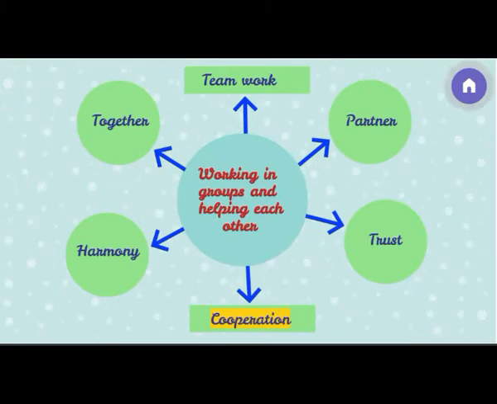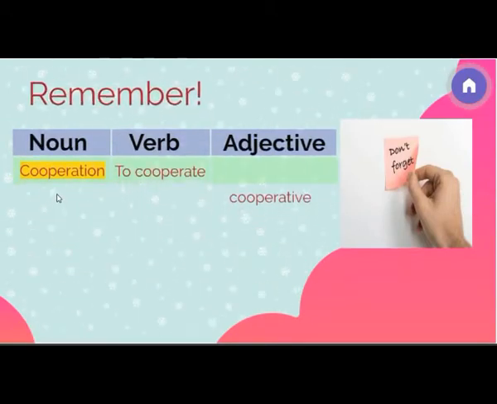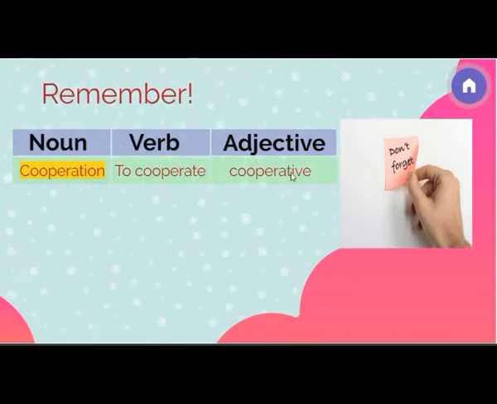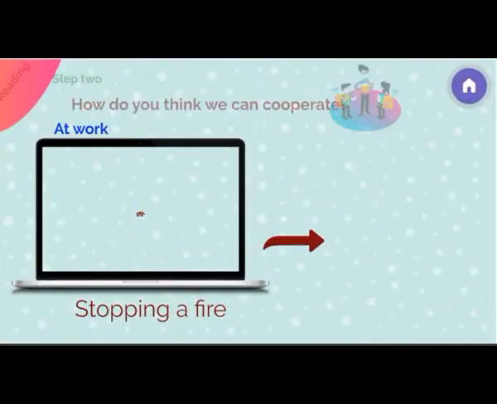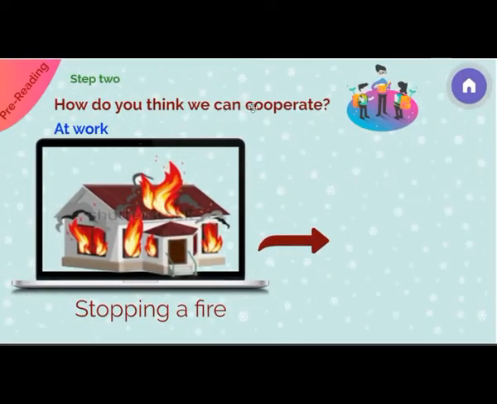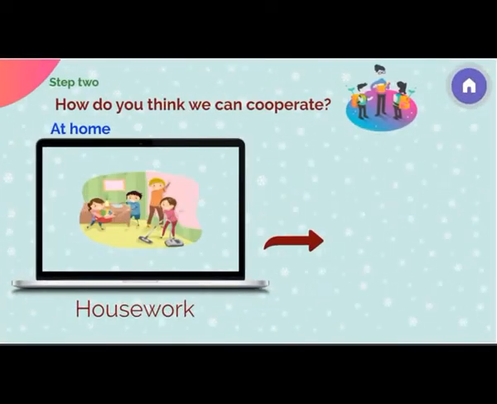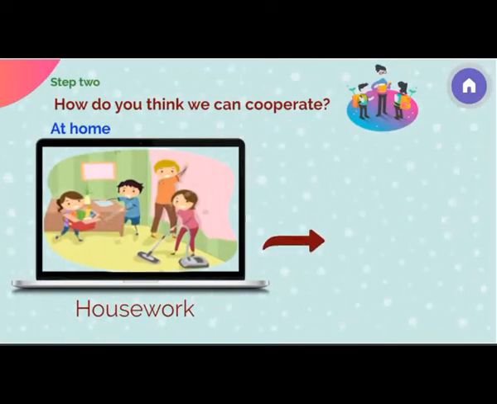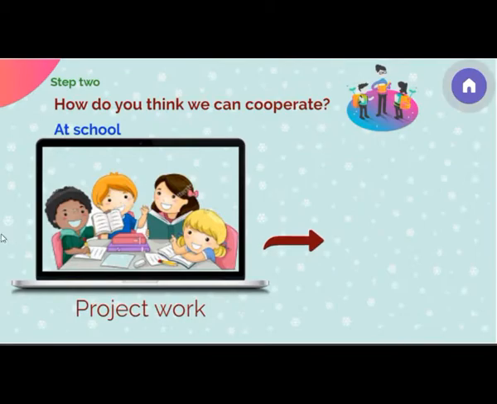Sorry. So let's check in the table. So here we have cooperation, it's a noun, and the adjective is cooperative. And of course, the verb is to cooperate. Okay, now, how do you think we can cooperate? So I chose 3 pictures for you. Picture 1, at work. Picture 2, at home. How can we cooperate at home? And finally, how do you think we can cooperate at school?